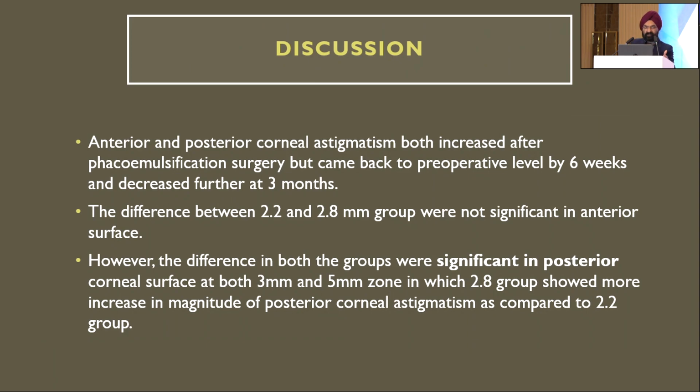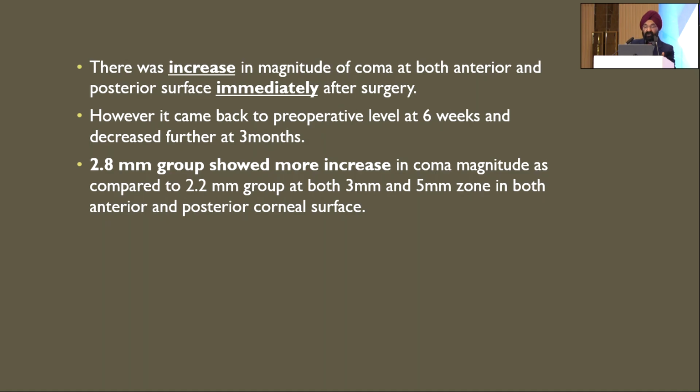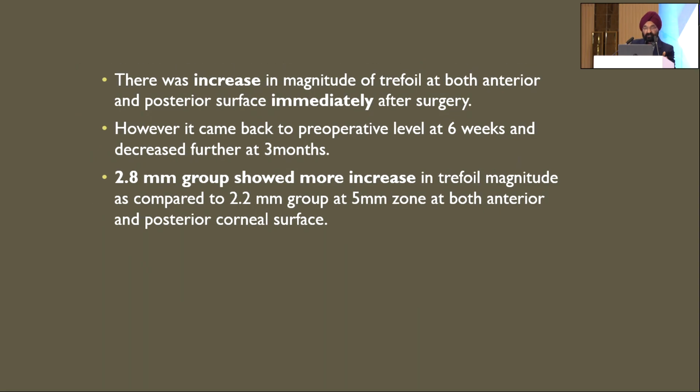So what were our results? We found that although both anterior and posterior corneal astigmatism increased after phaco surgery, they came back to pre-op level by 6 weeks. And the difference between 2.2 and 2.8 millimeter was not significant in the anterior surface, but it was significant in the posterior corneal surface as far as astigmatism was concerned. And for spherical aberration, there was hardly any change between the two groups. But what was significant was that there was an increase in magnitude of coma at both anterior and posterior surface immediately after surgery. A similar thing was found in cases of trefoil.